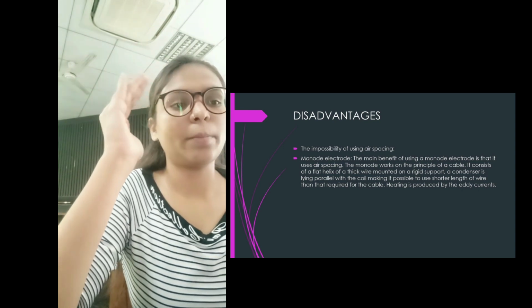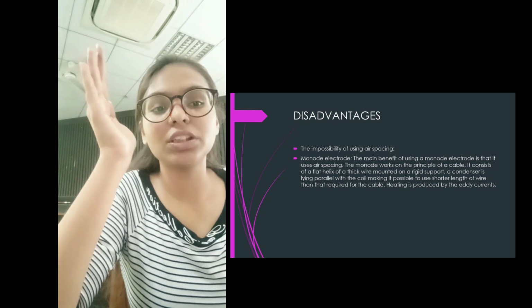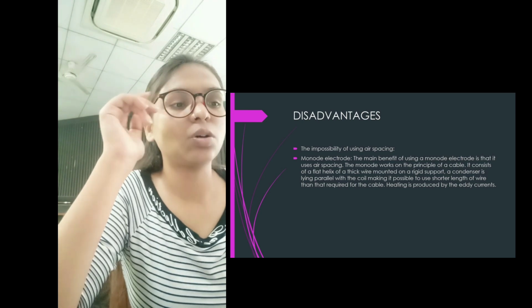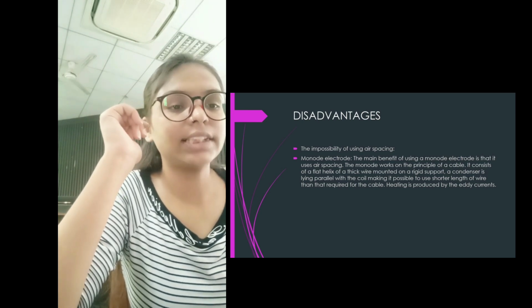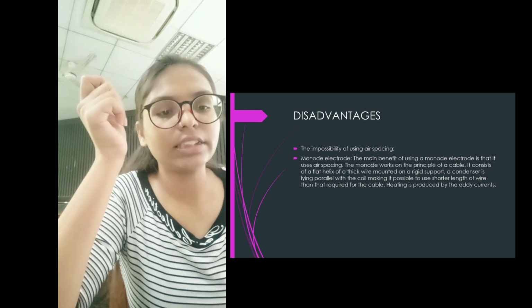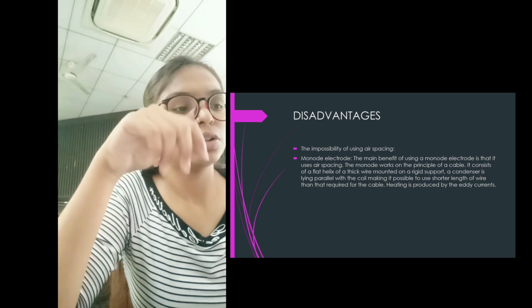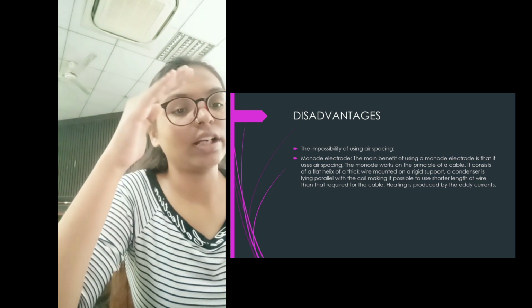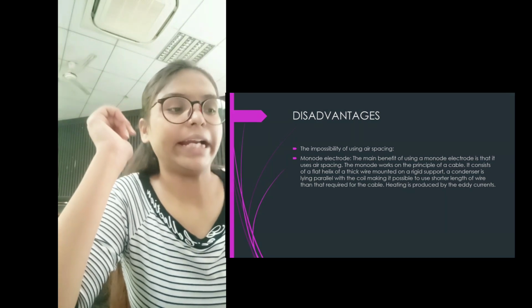Monode electrode. The main benefit of using the monode electrode is that it uses air spacing. The monode works on the principle of the cable. It consists of a flat helix of thick wire mounted on a rigid support. A condenser is lying parallel with the coil, making it possible to use a shorter length of wire than that required for the cable. Heating is produced by eddy currents.